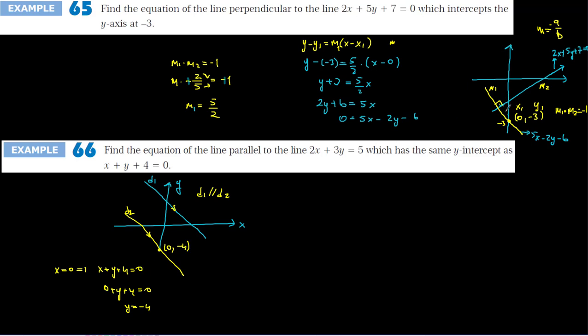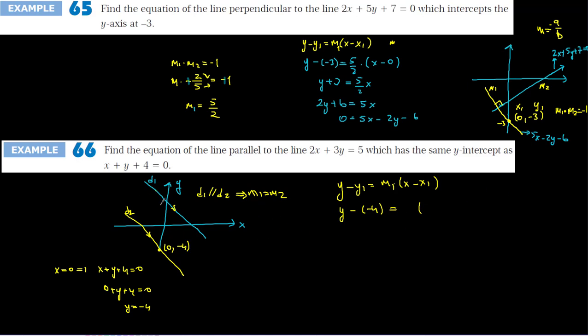Now I came to this format. I have the equation of the line y minus y1 is equal to m times x minus x1. I have the coordinates of the point, so y minus minus 4 is equal to m times x. We don't know the m value still because I didn't calculate it from D1 here. D1 parallel to D2 means that m1 is equal to m2.